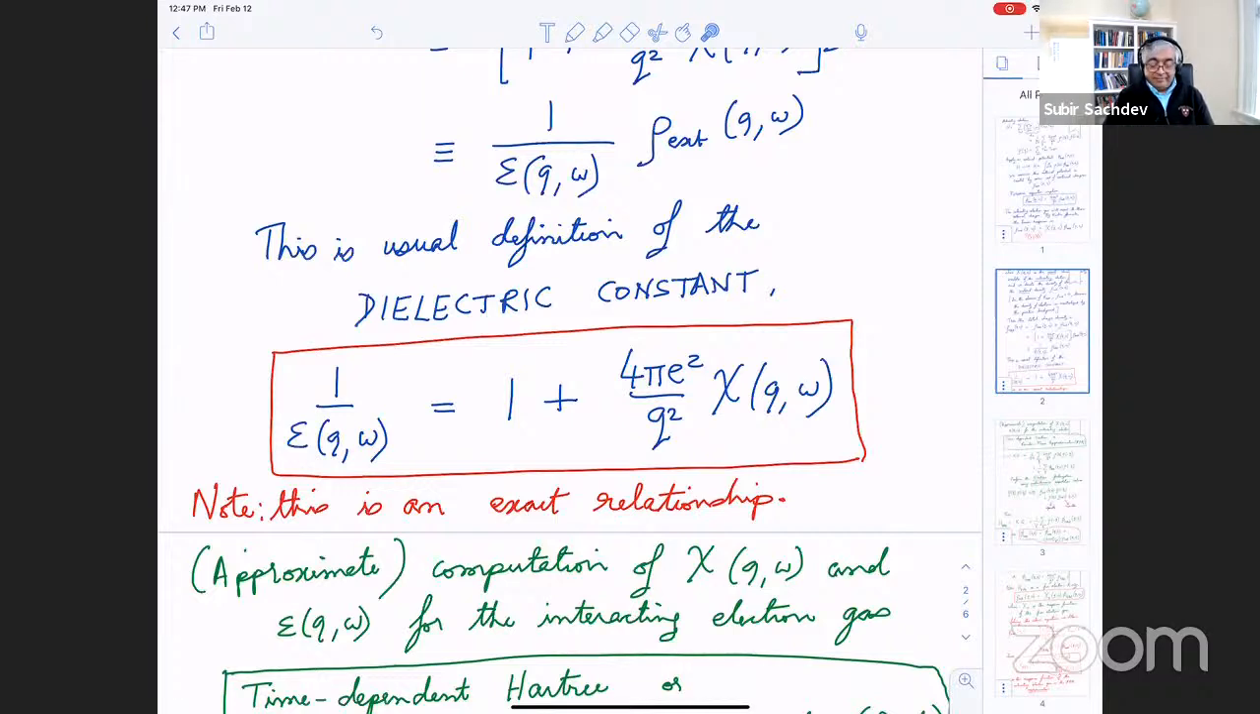So really, as a theorist, I just have to compute chi and give it to my experimentalist friends and they will go and measure epsilon by their own electrodynamic tricks in the lab. And as a theorist, I don't need to know what the external charges look like at all. All I do is just compute this, which is just a property of the electron gas.